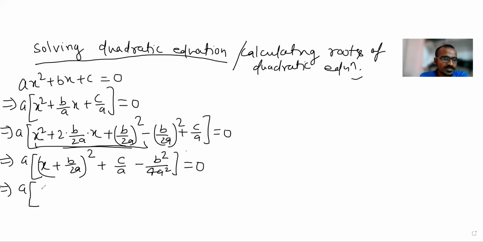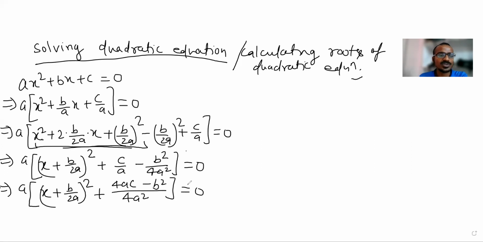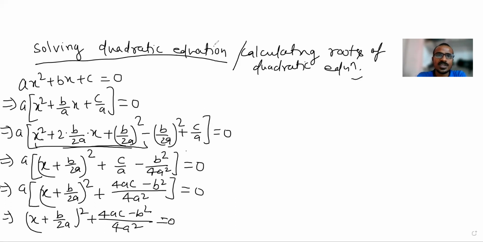Now this can be written as x plus b by 2a to the whole square plus, taking LCM 4a square, this becomes 4ac minus b square, is equal to 0. Are you getting me? Now what I am going to do is, I am going to take the fraction to the right side. So on the left side will remain x plus b by 2a to the whole square plus 4ac minus b square by 4a square is equal to 0. Is there any problem, guys? No problem.